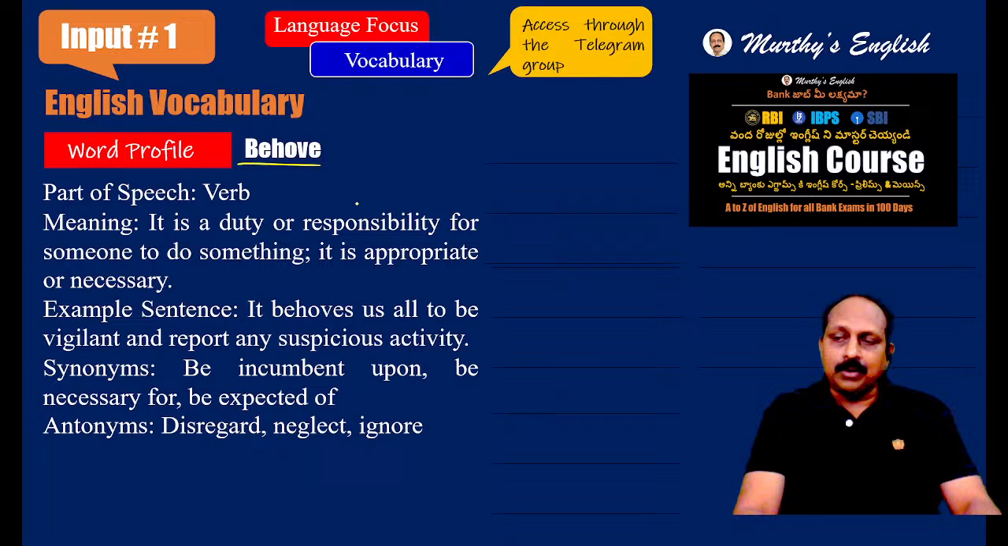Behove is also an important word. Good morning, rather late. Part of speech verb. It is a duty or responsibility for someone to do something. It is appropriate or necessary. In a way, you can say it is like a responsibility or obligation. It behoves us all to be vigilant and report any suspicious activity. It is an obligation, definitely.